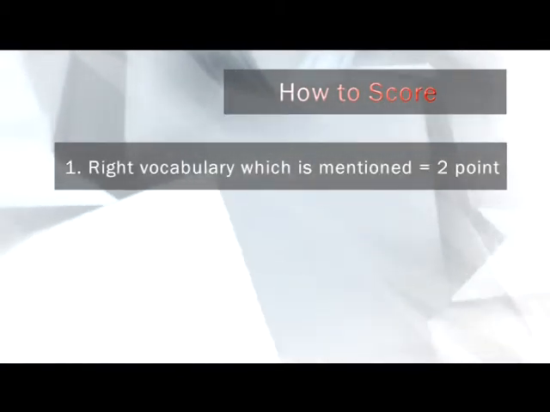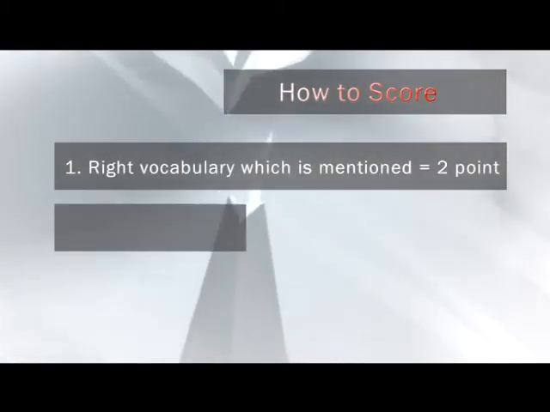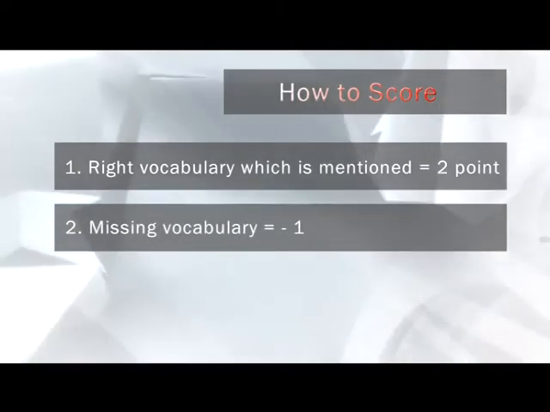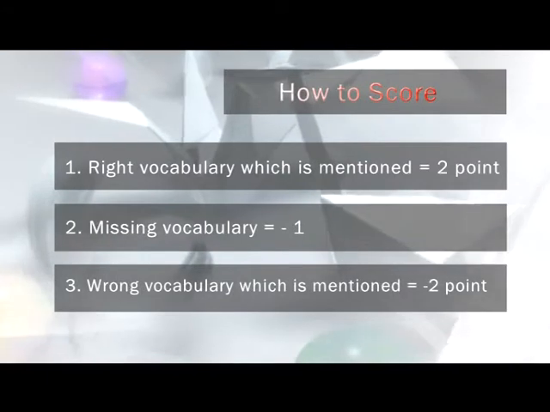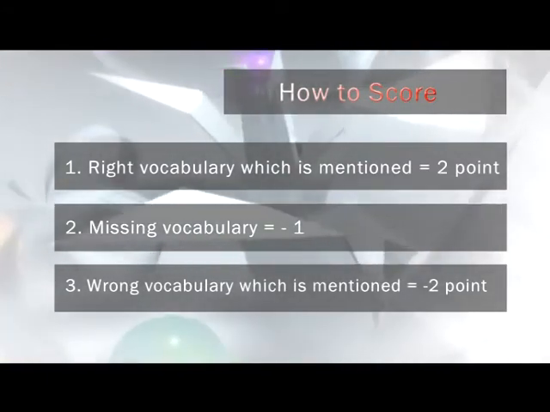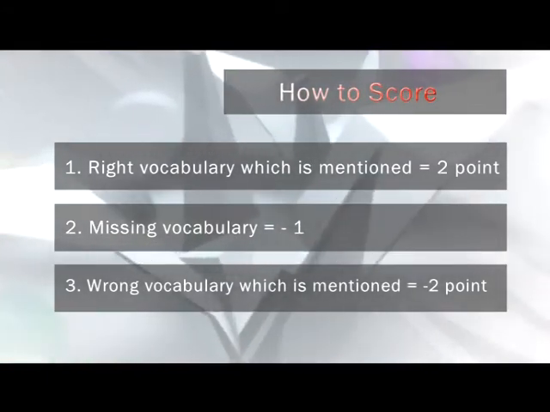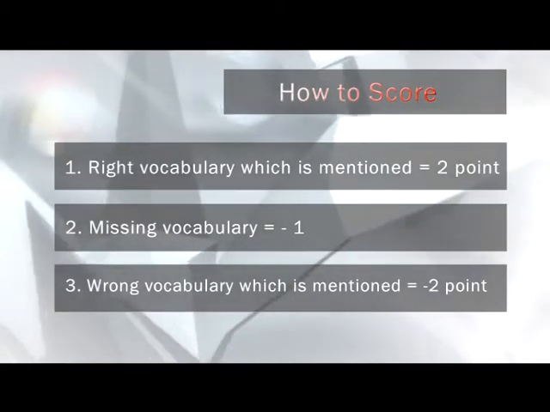How to score? The student who mentions the right vocabulary gets a score of +2. The student who does not mention vocabulary gets a score of -1. A student who mentions wrong vocabulary gets a score of -2.